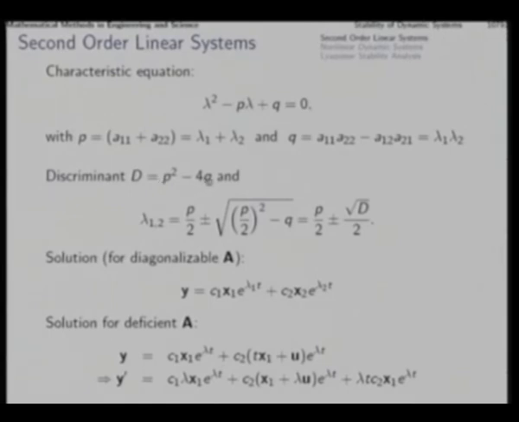So with q positive, if p square is 0, that is p is 0, then what are we getting? We are getting d as minus 4q and p is 0. So if p is 0, then this goes off, and here we have got a negative discriminant. That means the eigenvalues will be pure imaginary.